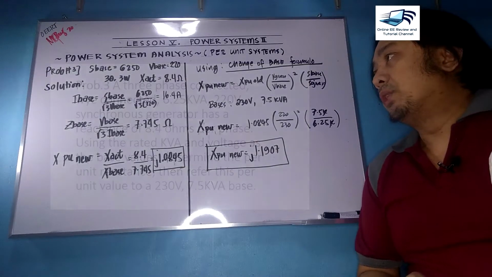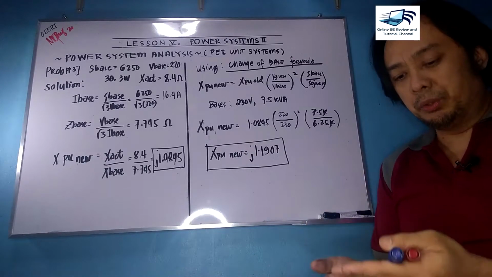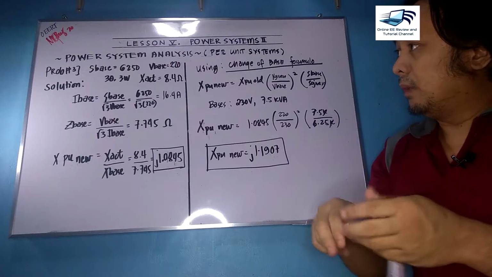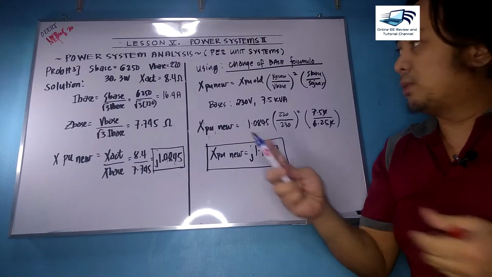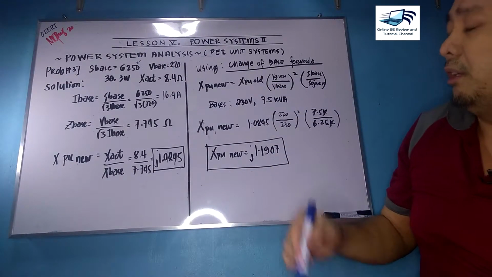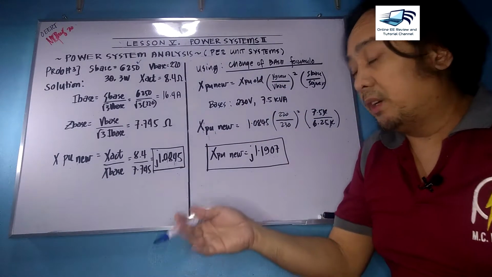Okay, so here is the solution, and it is a straightforward solution, guys. So first, you need to know what is the S base on the problem. So you have 6.25 MVA.